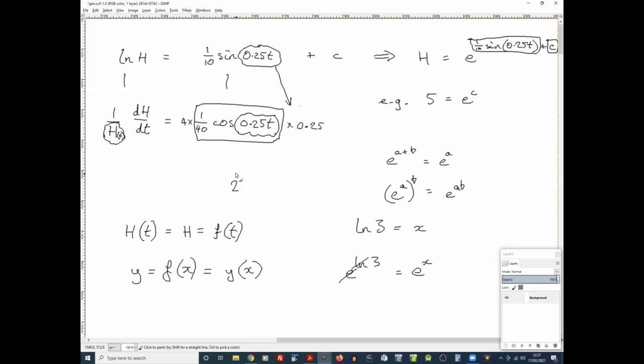For example, 2 to the 3 plus 5 means 2 to the 3 plus 2 to the 5. Let's test that. What's 2 to the 3? 6. No, 8. 8, sorry. 2 to the 5? 2, 4, 8, 16, 32. So one plus the other is? 32, 40. But what's 2 to the 8? More than 40. More than 40, yes.